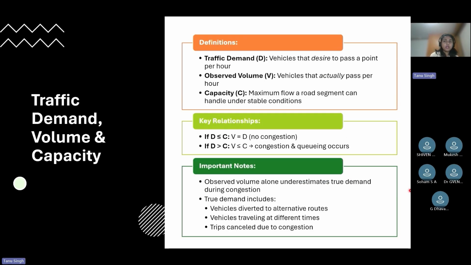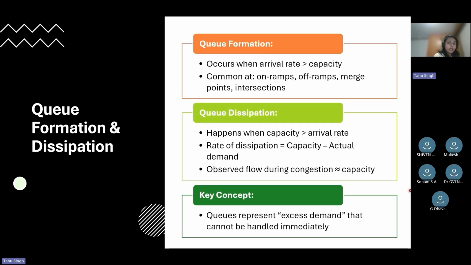Okay, now coming to the queue. Queue formation and how a queue dissipates. A queue forms when the arrival rate exceeds the road capacity, when the number of vehicles arriving on the road is more than the capacity of the road. This mainly happens on ramps, off ramps, or merging points at intersections.